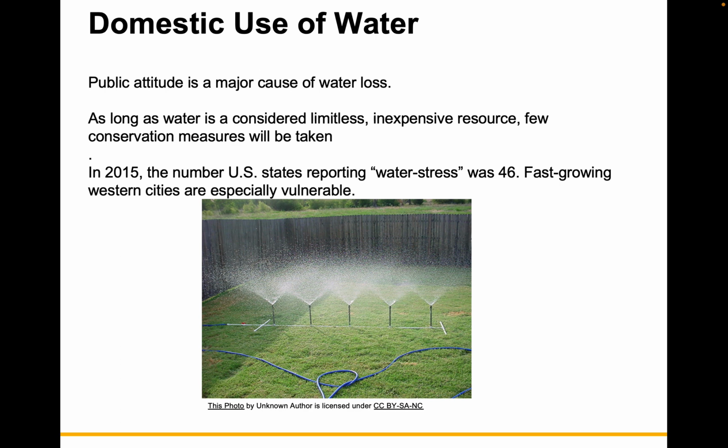Public attitude is a major cause of water loss, and as long as water is considered limitless and expensive, there will be few conservation measures taken by the average person. So in 2015, the number of U.S. states reporting water stress was 46. Fast-growing Western cities are especially vulnerable.